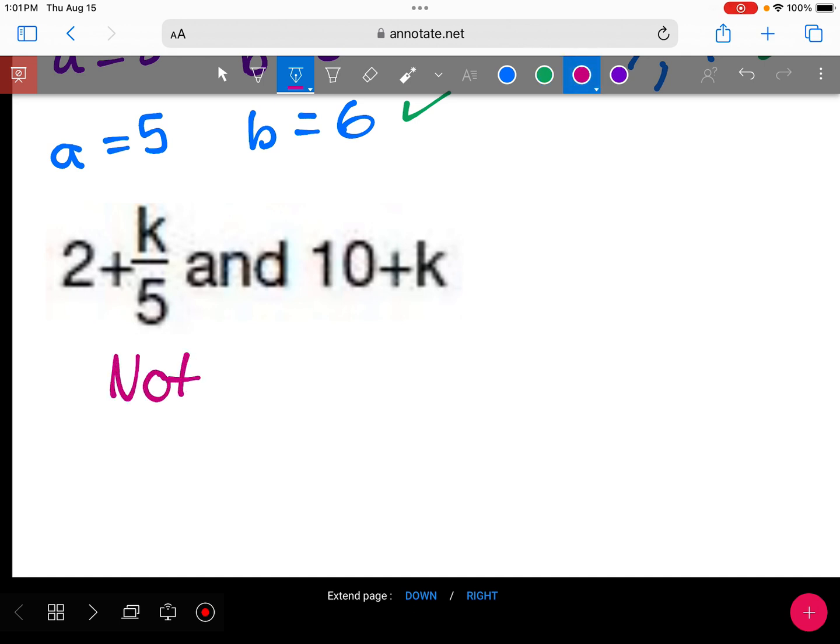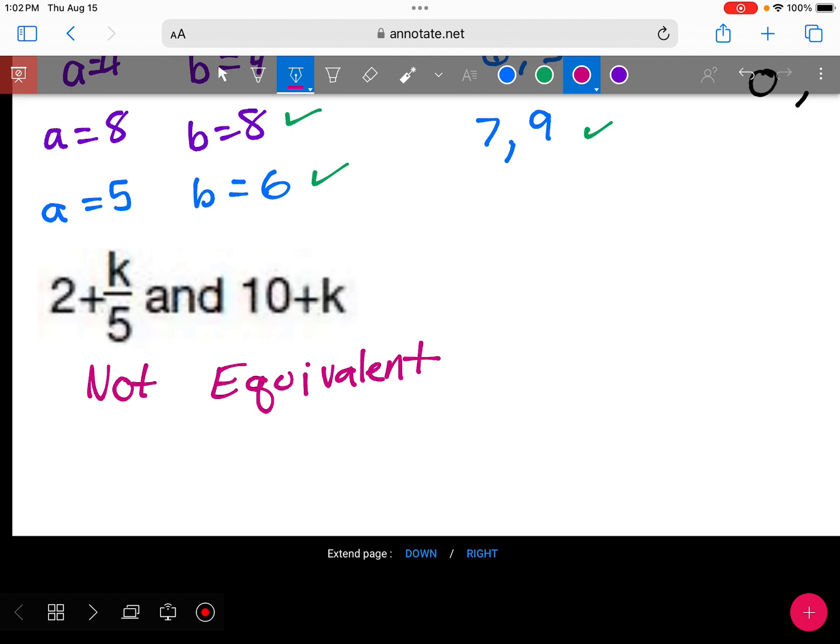I haven't plugged them into each other. You get K equals 10. No, that shouldn't be where they're equal. No, they're not. Yeah, no, they'll be parallel. You get K equals 10 if you do it.